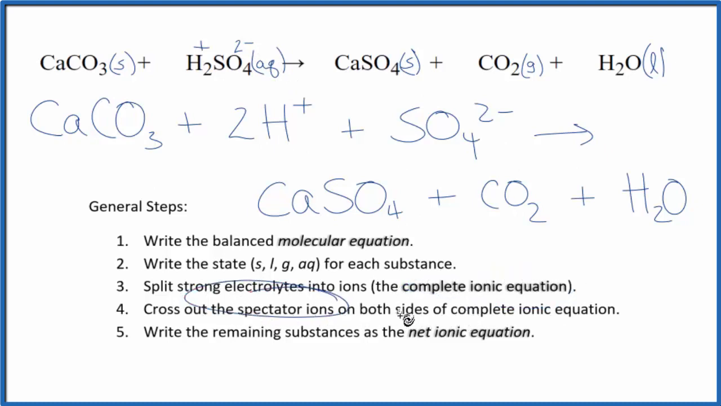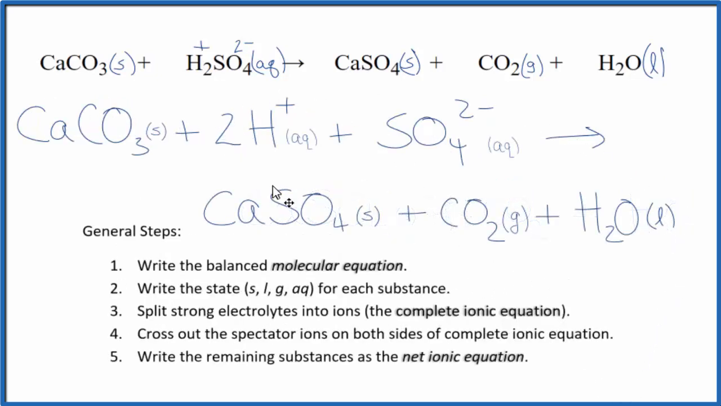Next, we cross out spectator ions. They're on both sides. So I'm looking for something that's the same in the reactants and the products. And I don't see anything that's the same. Everything is unique. So this is also considered to be the net ionic equation for CaCO3 plus H2SO4. I'll clean this up and add the states in, and then we'll have our net ionic equation for calcium carbonate plus sulfuric acid.